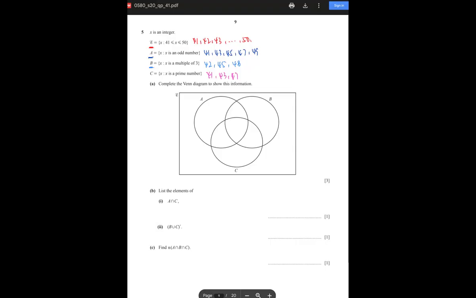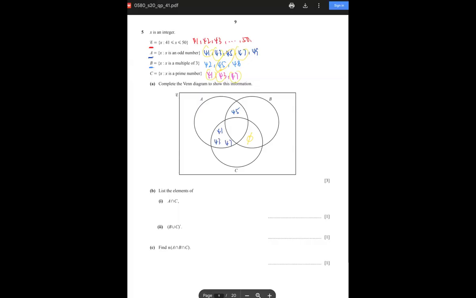Then I just list down. Oh wait, before that, I'm going to pick out all the intersecting ones first. Intersecting one is 45, so between A and B, that's 45, put here. And then between B and C is empty, so don't put anything. Then between A and C is 41, 43, and 47.